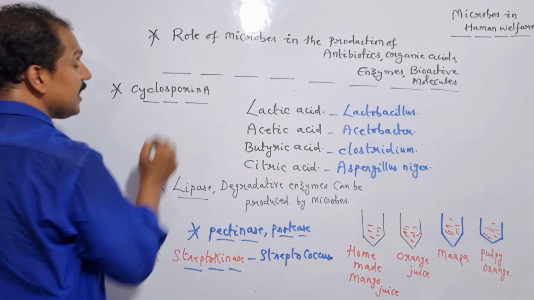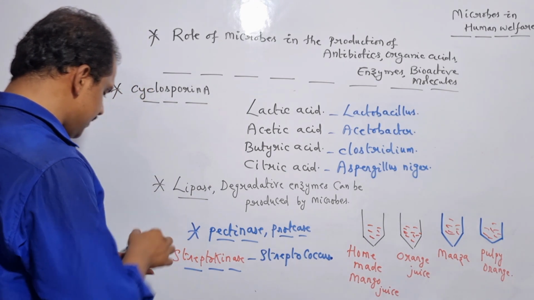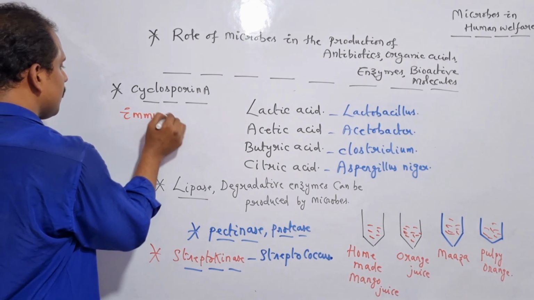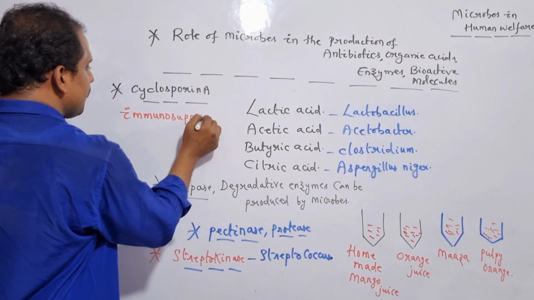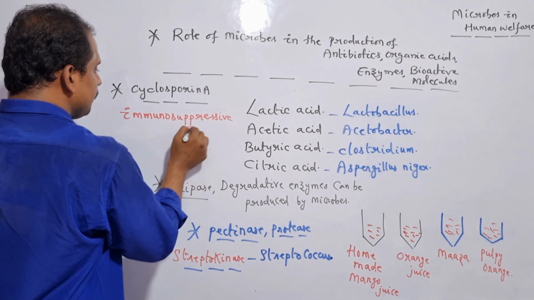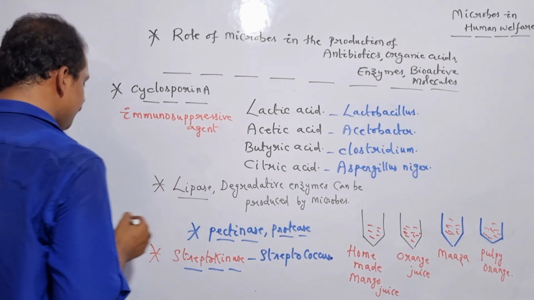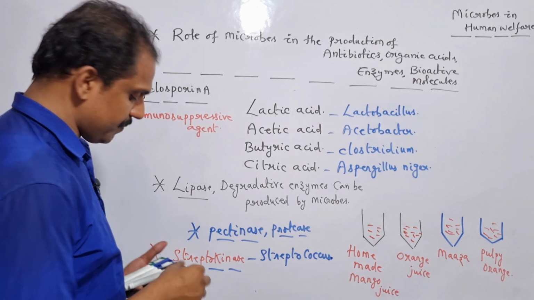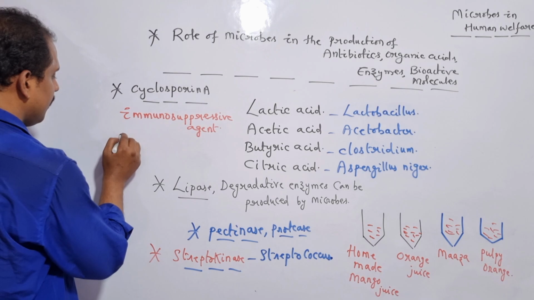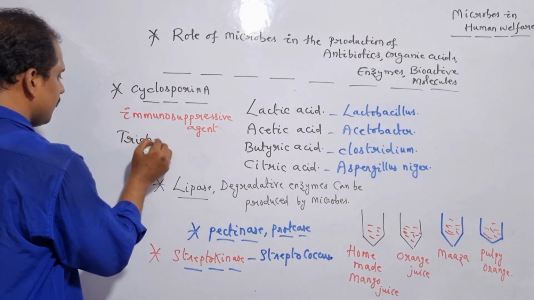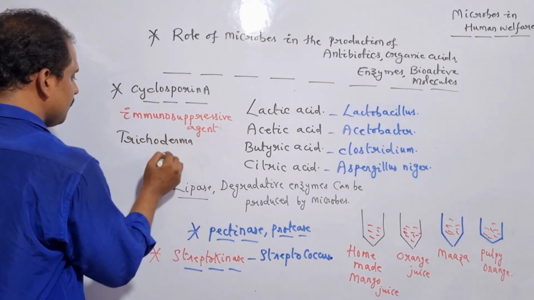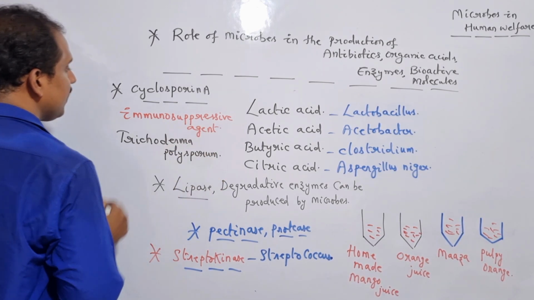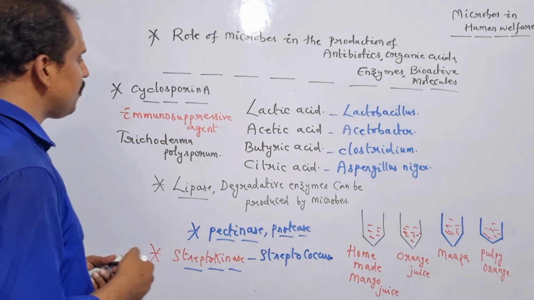Cyclosporin A is an immunosuppressive agent. So here the microbial source for cyclosporin A is nothing but what? Trichoderma polysporum. So the particular cyclosporin A acts as an immunosuppressive agent.